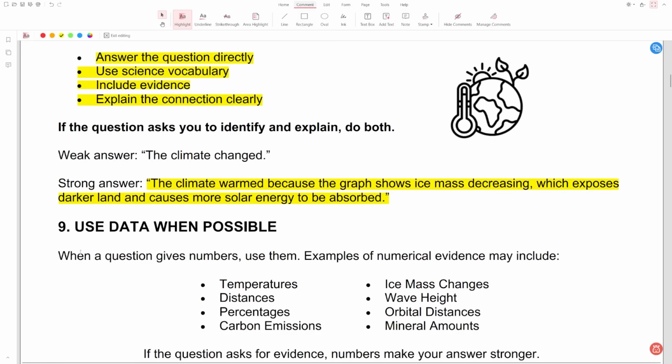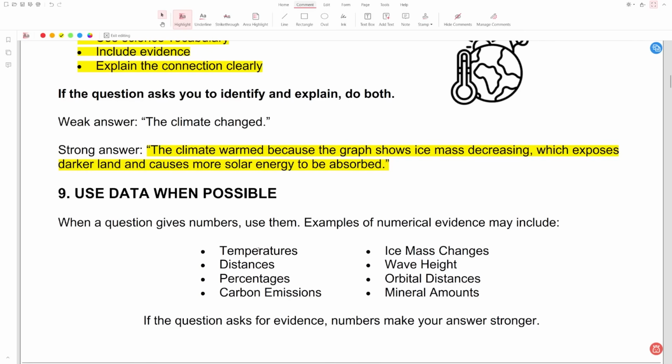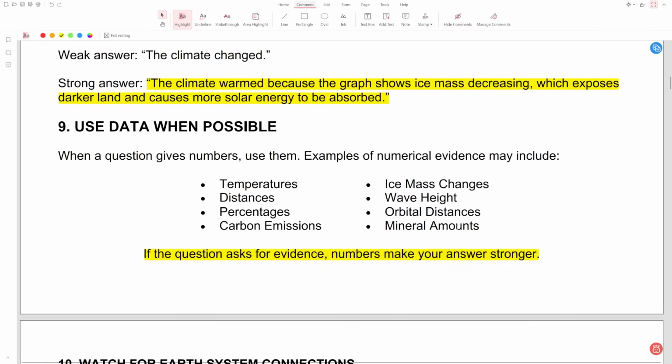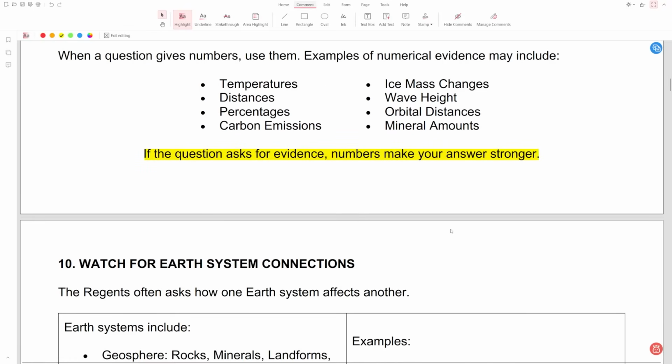If you have a chance to use data, use it. When a question gives numbers, try to use the numbers. Quantitative evidence, maybe throw in a temperature change, the distance, the year something happened, something like that. If the question asks for evidence, numbers really make your answer a lot stronger. It's an easy piece of evidence to include, honestly.